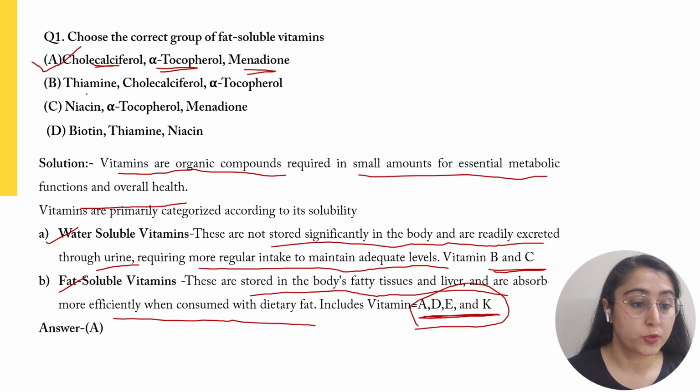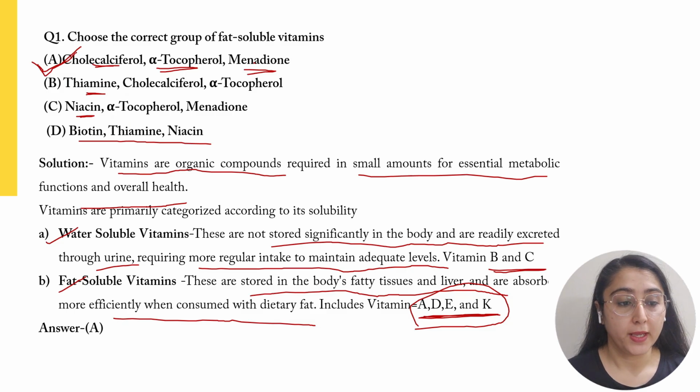If you look at the next option, it has thiamine, which is from the B family, and therefore this is not fat soluble. The next option has niacin, which is again from the vitamin B family and not a fat soluble vitamin, and option D has biotin, thiamine, niacin. All of them belong to the vitamin B family and therefore they are not fat soluble. Therefore the correct answer to this question is option A.